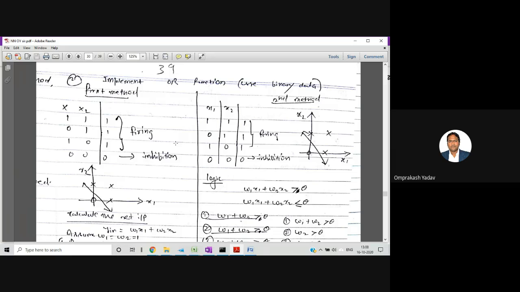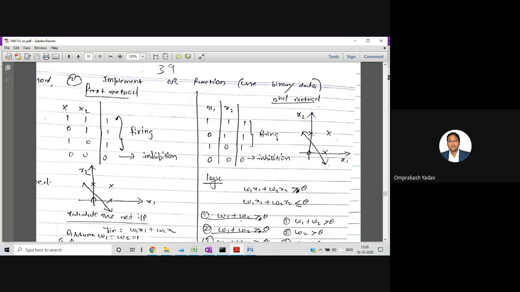So this is an OR function, and it's given to implement the OR function using binary data only. The first method is what we are solving this with, and we will first draw the table. So this is x1, x2, and this is the output. If we make this particular table, 1 1 1, 1 0 1, 0 1 1, 0 0 0, then with the first three cases you will find that there is a firing condition, and with the last one we are getting the inhibitory condition.